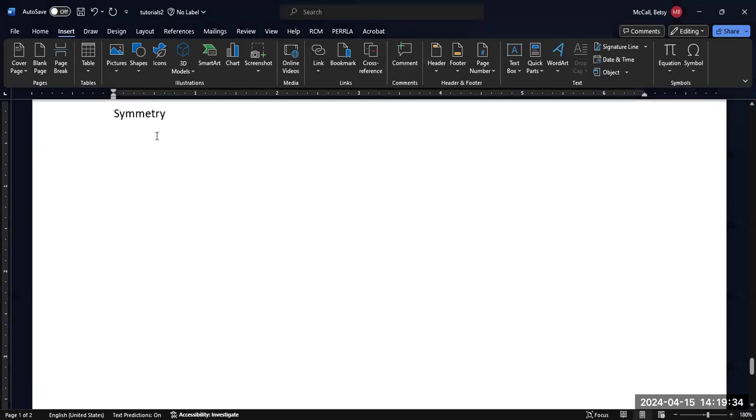We have x-axis symmetry, we have y-axis symmetry, and origin symmetry. And these things can happen either in combination or individually.